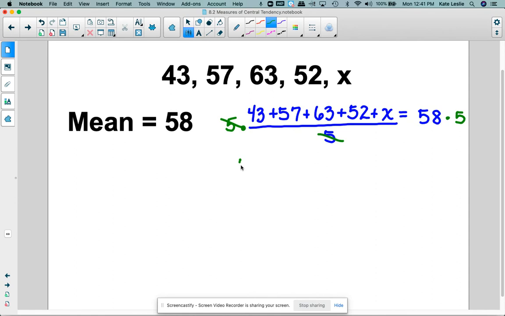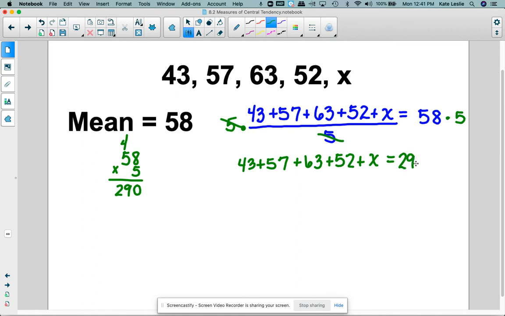So I've got 43 plus 57 plus 63 plus 52 plus x equals, and then 58 times 5, we can do off to the side. 58 times 5, this is 40. 5 times 5 is 25, plus 4 is 29. So you get 290. So this whole thing equals 290.